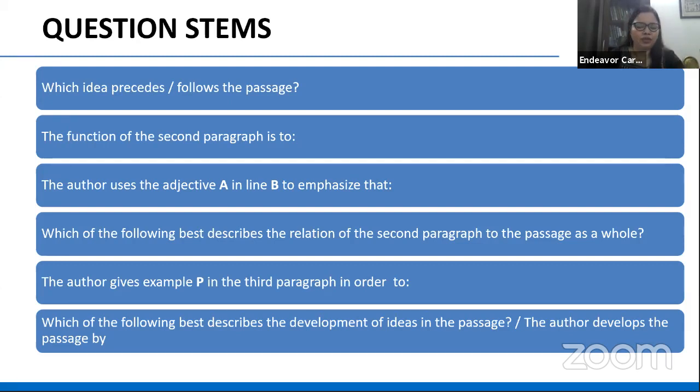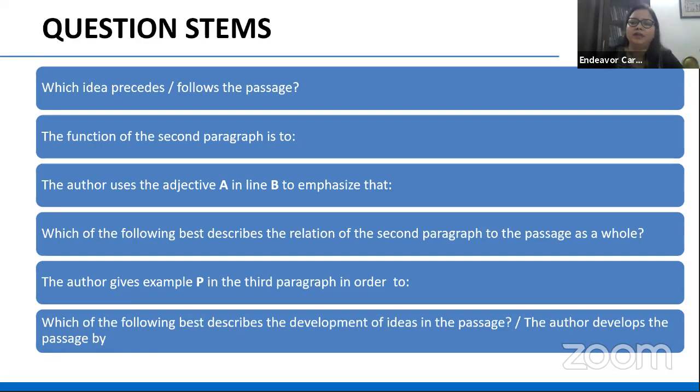Or it could be that he starts with an idea, a hypothesis. He assumes something that he wants to prove going ahead, and he goes on to prove that. Can even be that. So what is the method of development of ideas? What pattern has he followed to develop the entire set of ideas in the passage? All right. So these are the typical questions.